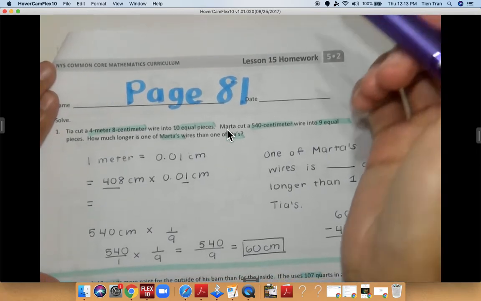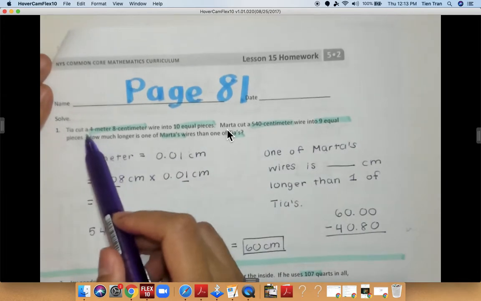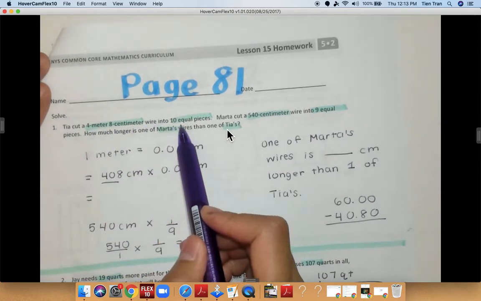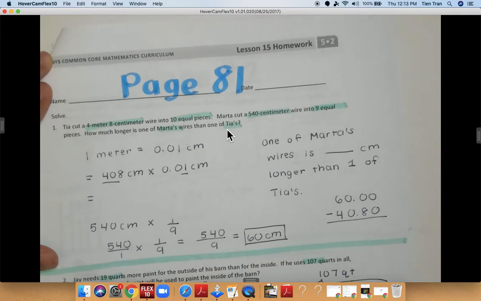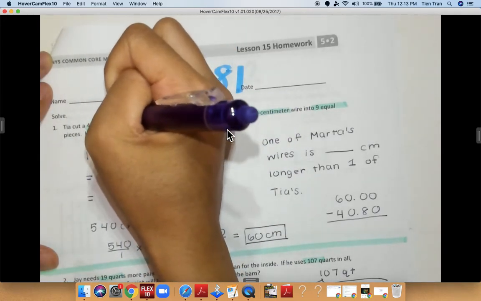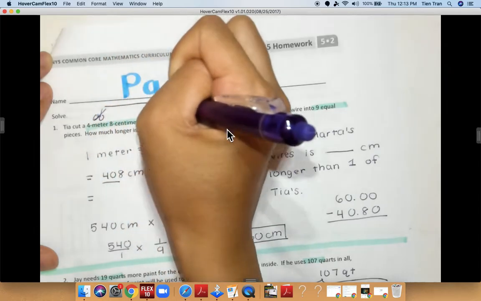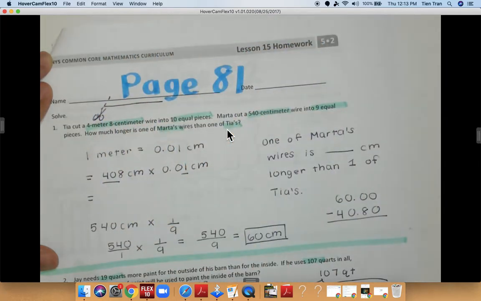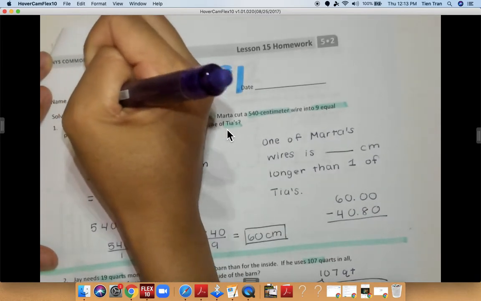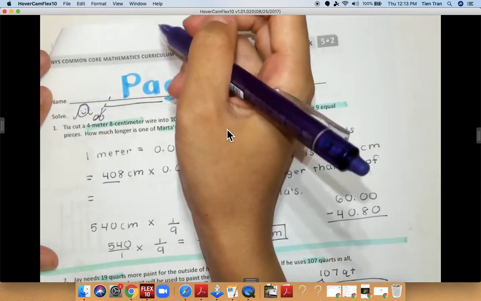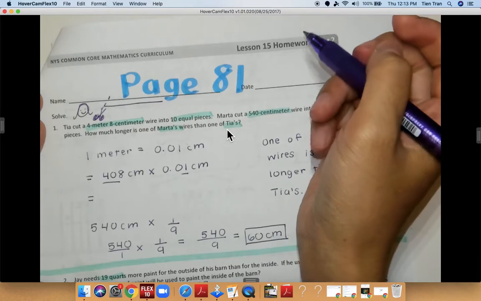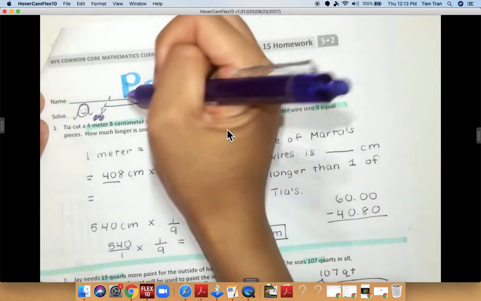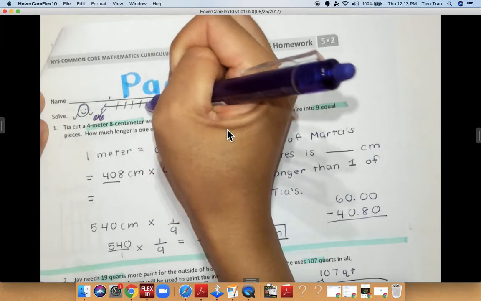how to do them. So for problem number 1, it says Tia cut a 4 meter, 8 centimeter wire into 10 equal pieces. So I'm picturing in my head right now 4 meters and 8 centimeters, okay? And she's cutting a piece of wire. So we imagine someone with a pair of scissors cutting wires, right? So here's the wire and she's cutting it. And I'm imagining her doing this. So she's cutting all of the wires. Okay? Now, she's cutting them into 10 equal pieces. So I'm picturing that she's cutting them into 10 equal pieces.